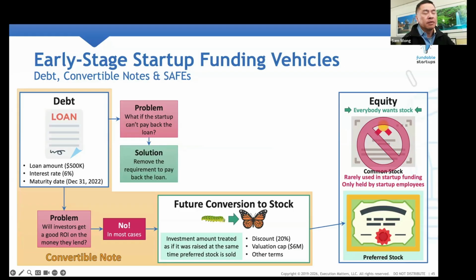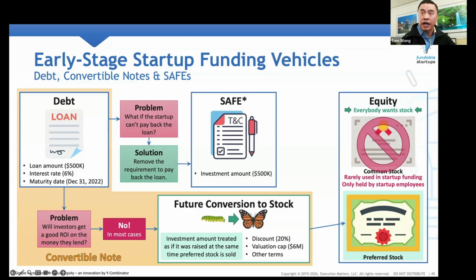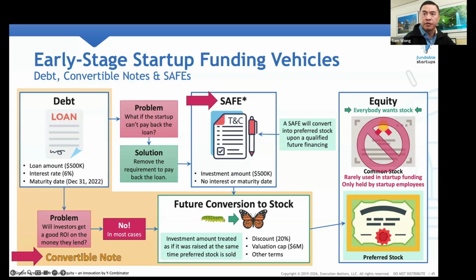So to solve that problem, the concept was, well, let's just not make it a loan anymore. And that's how a SAFE was created. A SAFE is a contractual agreement to take an investment amount. There's just no obligation to pay it back. There's no interest. But a SAFE also converts into preferred stock at some point in the future, just like a convertible note. So convertible notes, SAFEs, and preferred stock are the most common ways to raise funds today.